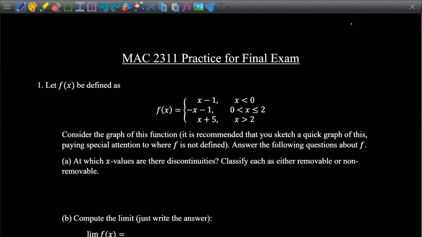All right, number one, we have a piecewise function f, and we're going to consider this graph. I'm going to just graph it. It's not part of the problem, but it may help us to understand it. At which x values are there discontinuities, and then classify them as removable or non-removable. So I'm just going to do a quick sketch of this piecewise function.